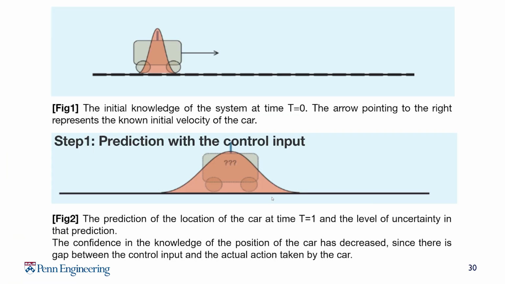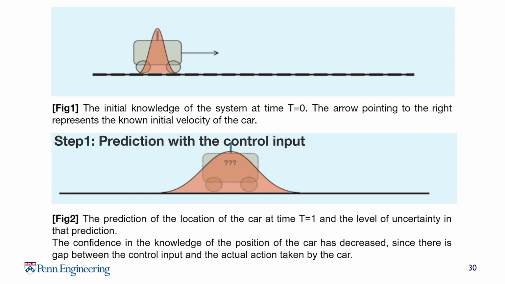Okay, so we will start at the initial state. The initial knowledge of the system at time t equals 0 is shown in figure 1. The arrow pointing to the right represents the known initial velocity of the car. As we know, step 1 is just prediction with the control input.